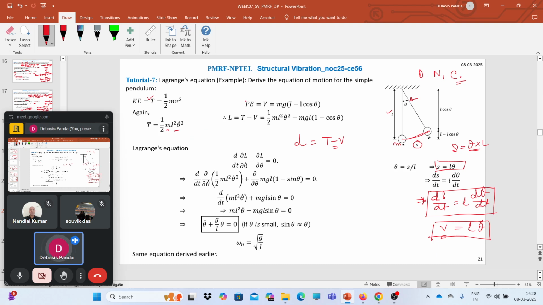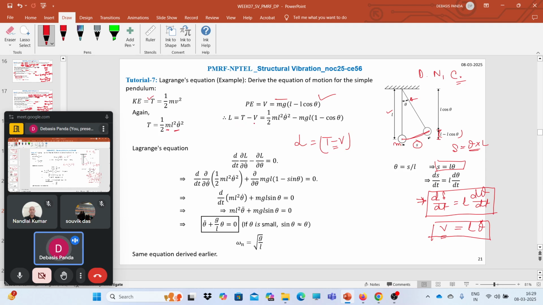Great. Now what will be the potential energy? Potential energy is obviously mgh. So mg, and the height difference here is L minus L cos theta. So this is my potential energy. Once we have the kinetic energy and the potential energy, we can formulate the Lagrangian. It's nothing but the kinetic energy minus the potential energy.